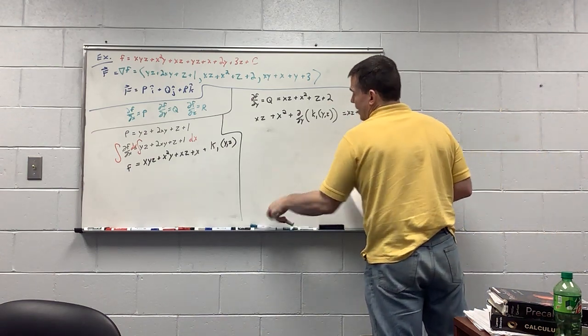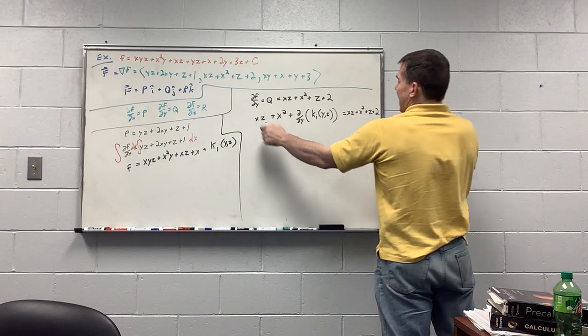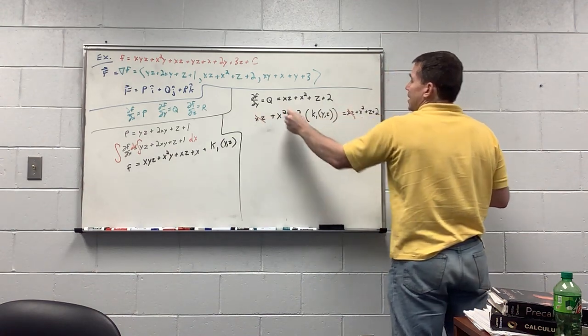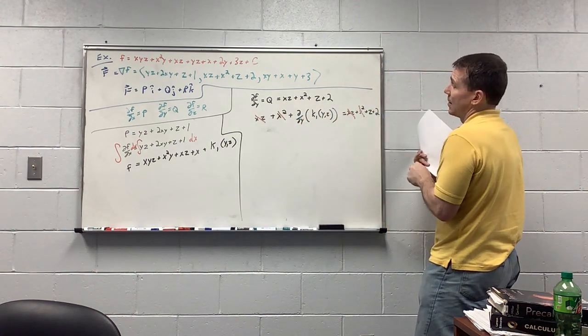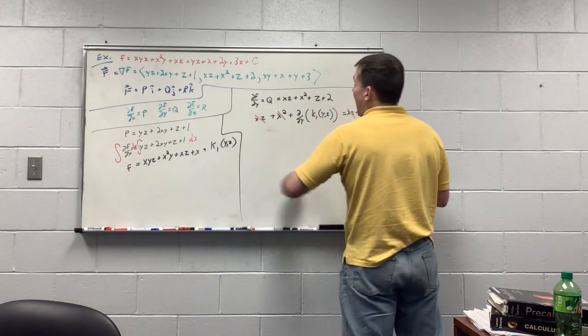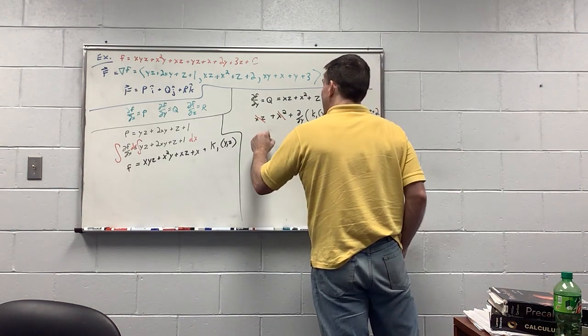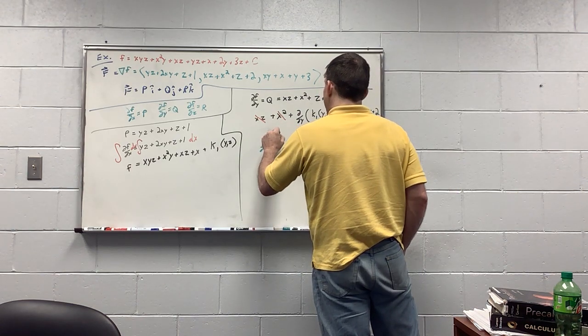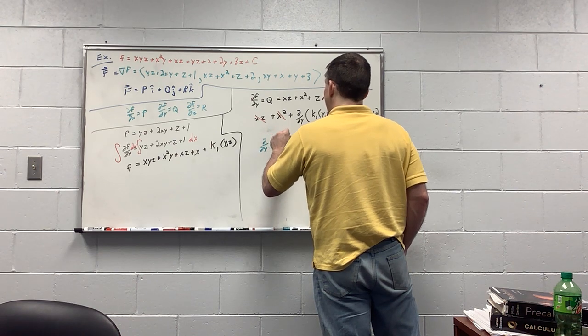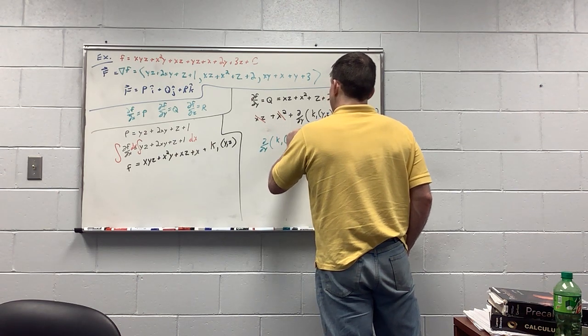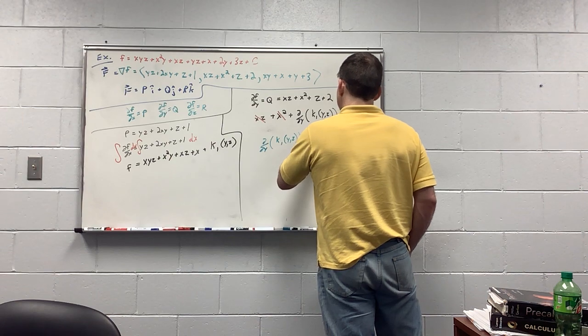But then, since they're equal, the xz's cancel, the x squareds cancel, and now I'm left with the partial with respect to y of k sub 1 of y, z is equal to z plus 2.